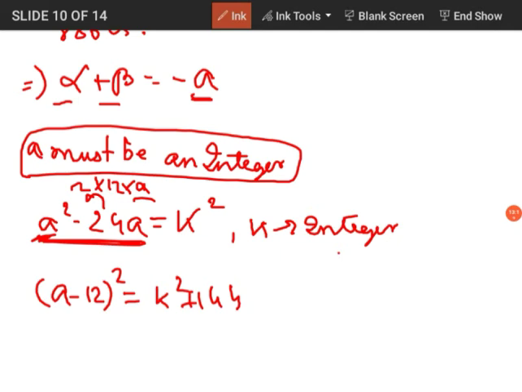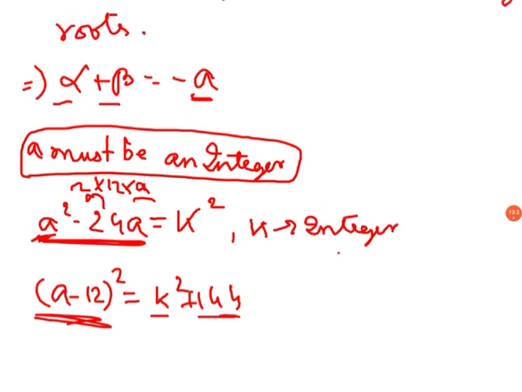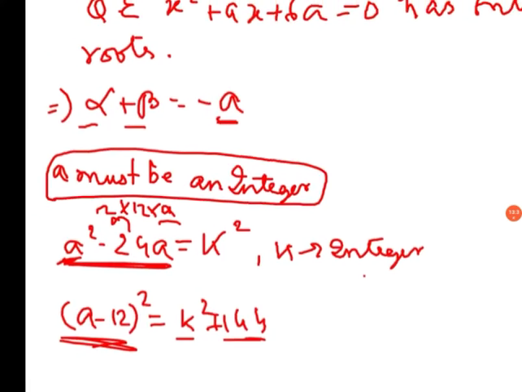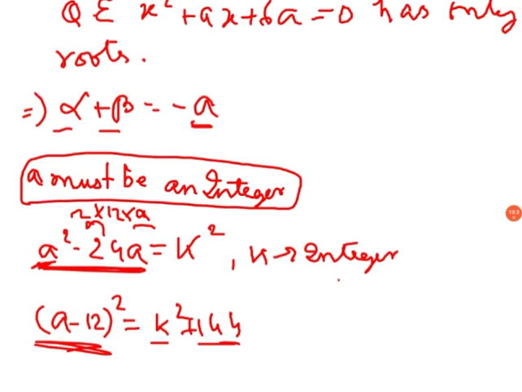Now again make another observation, that see k is an integer, 144 is an integer, the sum of two integers is an integer, and here also it is an integer, and it's a perfect square. So k square plus 144 is a perfect square of another integer. Are you understanding? I hope that you are not confused. Again see, alpha and beta are integers, so their sum is also an integer, and according to the concept that I taught you, if the roots are integers, then the discriminant has to be a perfect square. So here a square minus 24a has to be a perfect square of some real number.